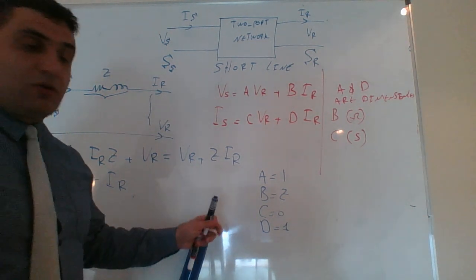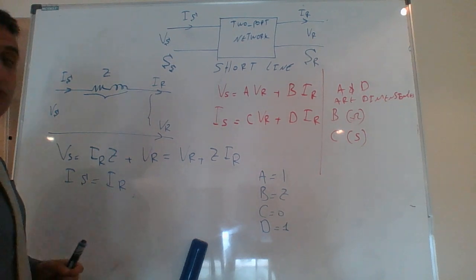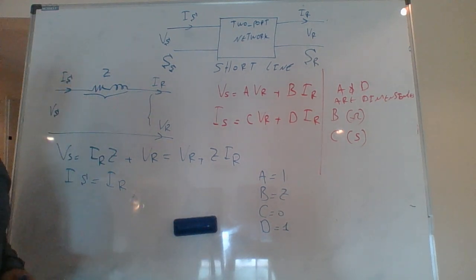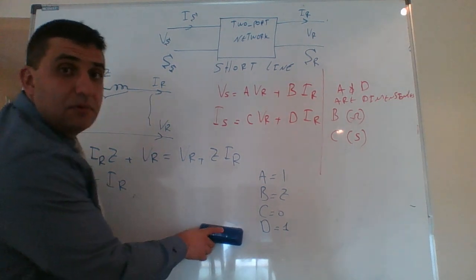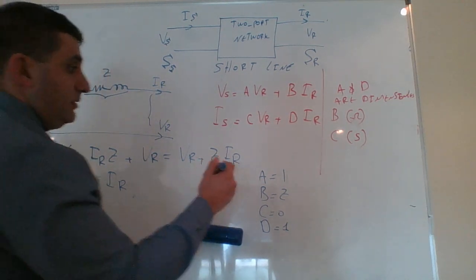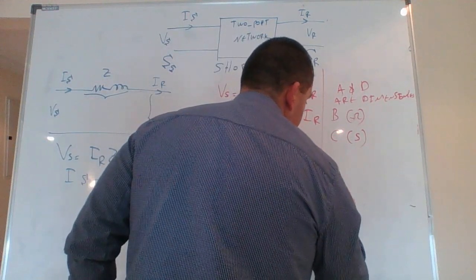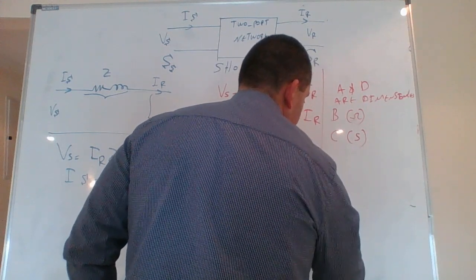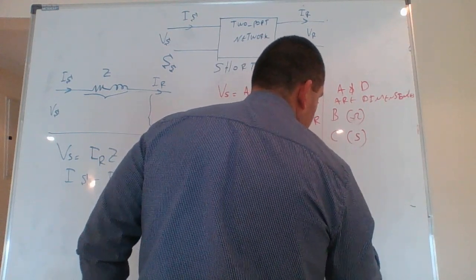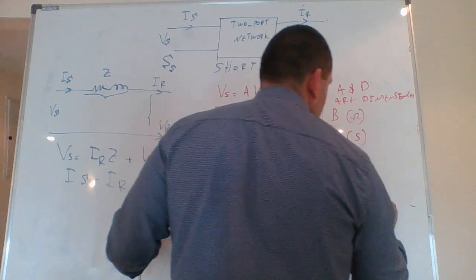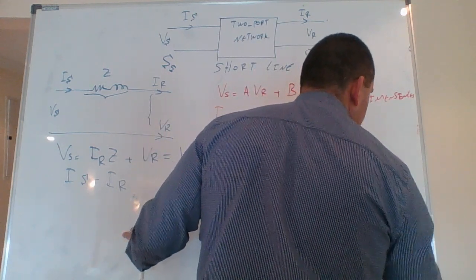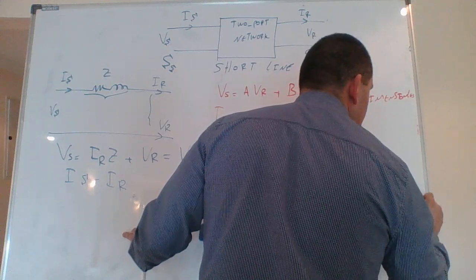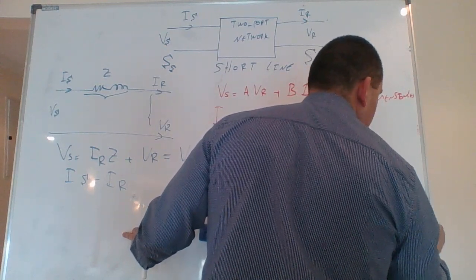I can also represent my system in matrix form. I can represent my system as a matrix system by putting it this way: [VS, IS] equals [A, B; C, D] times [VR, IR].